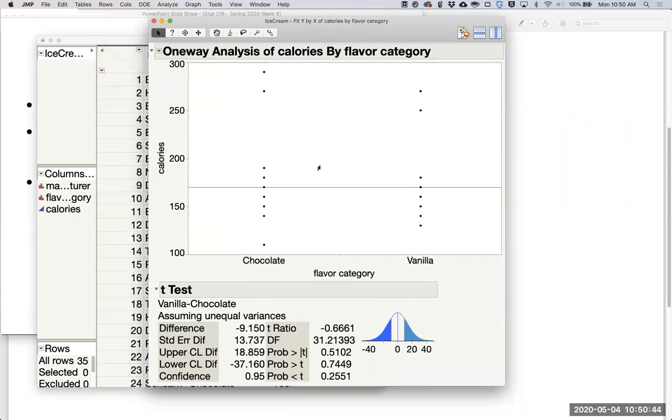We can see, among other things, like before, the confidence interval for vanilla calories minus chocolate calories is -37 to +19. 0 is inside that confidence interval. 0 being inside the confidence interval says we would not reject the null hypothesis of equality. Well, our p-value of 0.5 says you don't reject the null hypothesis of equality. It's not below that 0.05 value.